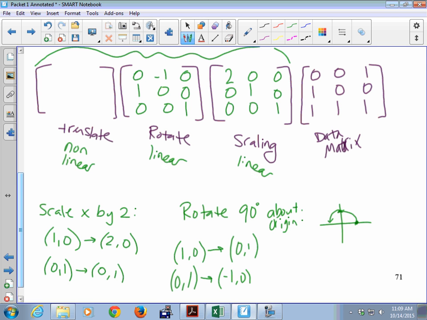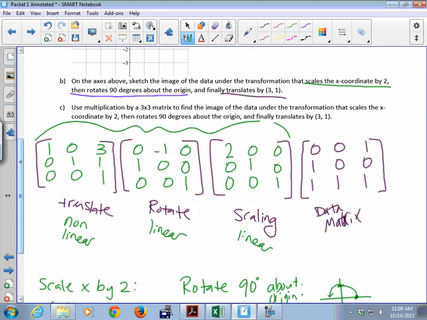And then my translate one was a little bit different, remember? The translating matrix is almost like the identity. You've got 1, 0, 0, 0, 1, 0, 1 on the diagonal, and then H and K go there, right? And what did I translate by? 3, 1. So 3 is H and K is 1. Now we just multiply the 3 green matrices together, and I get one matrix that will tell me where my data goes.